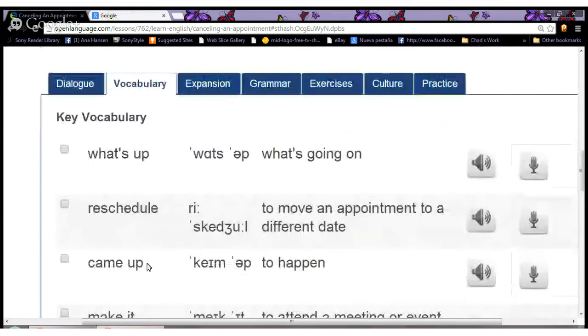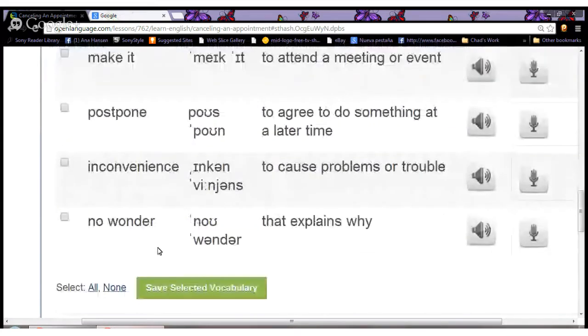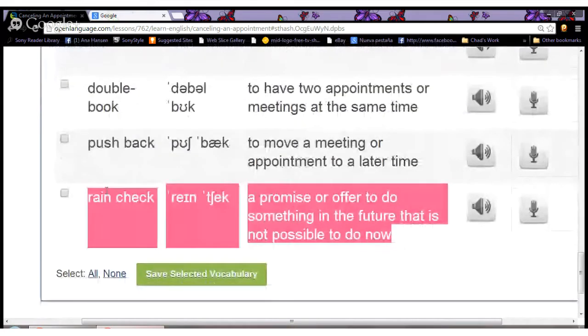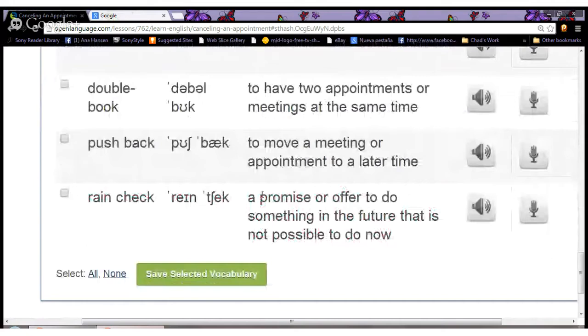Nope. Okay. Rain check is like postpone or push back, but remember, with a promise inside. Postpone does not have a guarantee that you are going to have that meeting. Push back means that, yes, you are going to have the meeting. It's just at a later time. Postpone, there's no guarantee. If I say I need to postpone the meeting, that means it's canceled and we don't know when we're going to do it again.